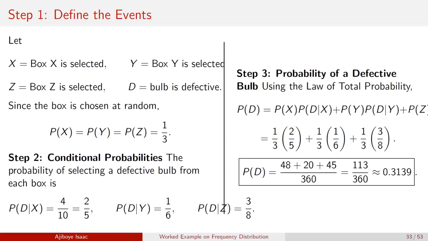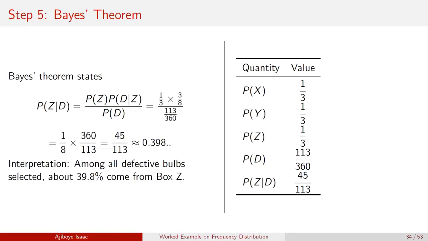Also the probability of defective, which is the total probability law, adding all the defective bulbs from the boxes. So we have 1 over 3 times 2 over 5 plus 1 over 3, and so on. That is the proportion that is defective from X, from Y, and from Z, and we multiply by the probability of selecting that box appropriately. That will give us the probability of defective to be 0.3139.